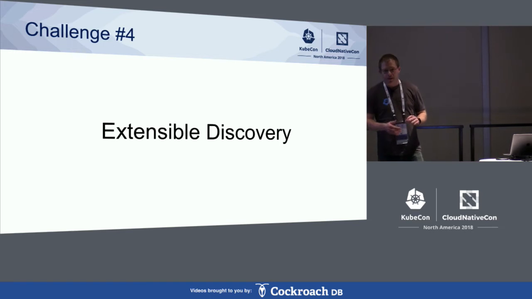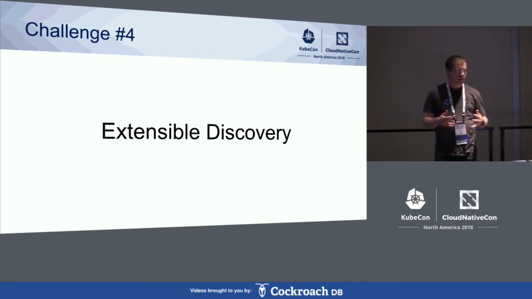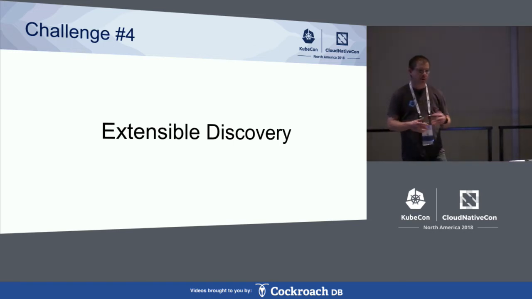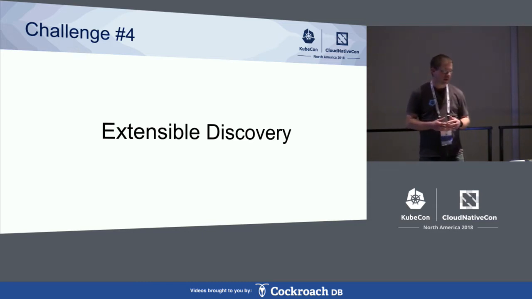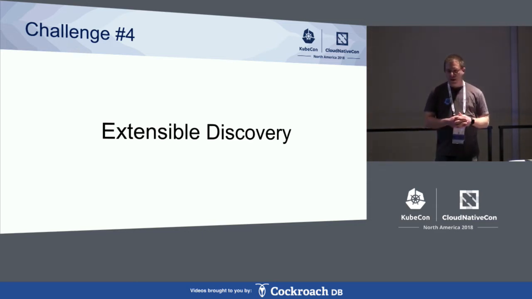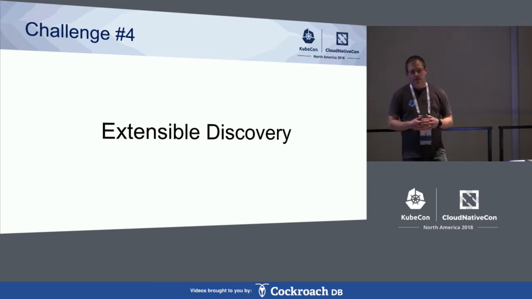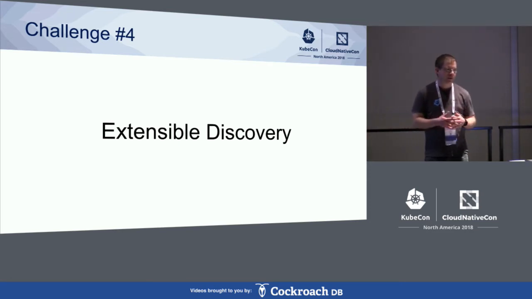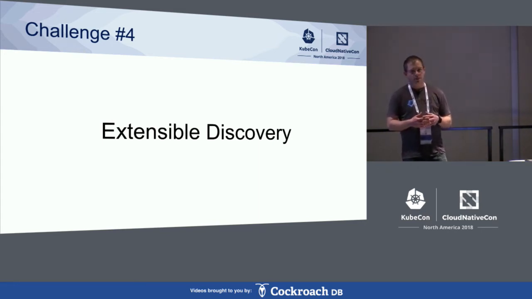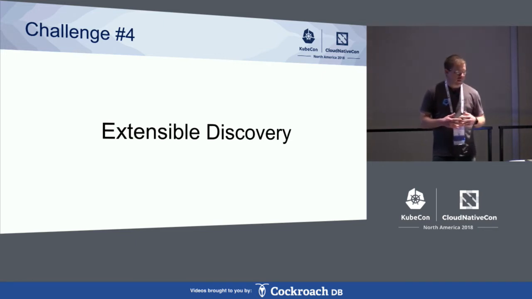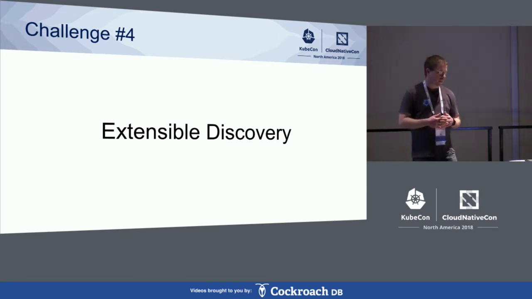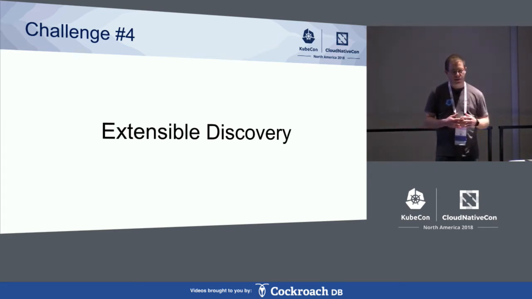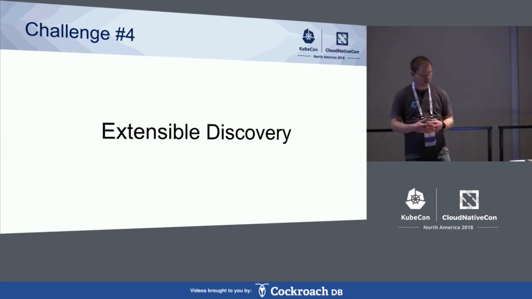All right, so extensible discovery. etcd offers various bootstrap options. Probably the most interesting, I think, is SRV discovery. But what we want to be able to do is support multiple discovery mechanisms. Unfortunately, doing that within the server really isn't maintainable. So basically what I'm talking about is some ideas for moving the discovery mechanism out of the server and into the client.